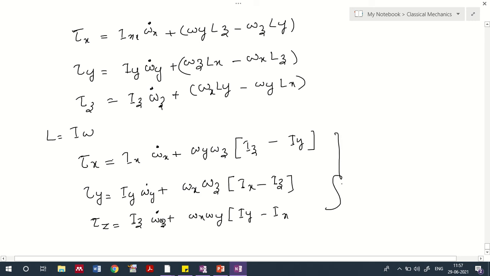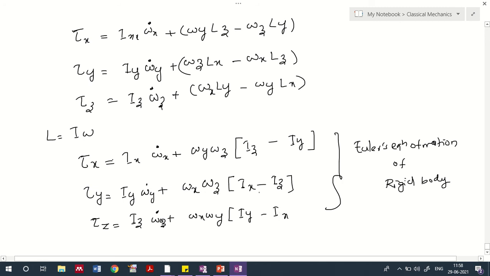So these three equations we call Euler's equations of motion, the equations of motion of a rigid body. Tau x is equal to Ix omega x dot plus omega y omega z (Iz minus Iy), and tau y is equal to Iy omega y dot plus omega x omega z (Ix minus Iz), and tau z is equal to Iz omega z dot plus omega x omega y (Iy minus Ix).